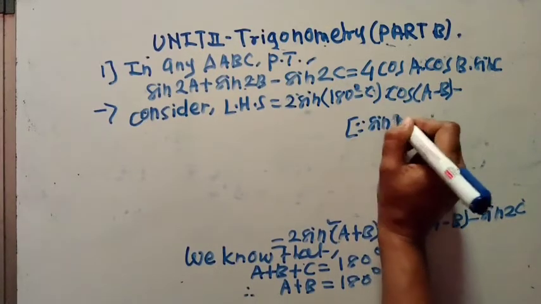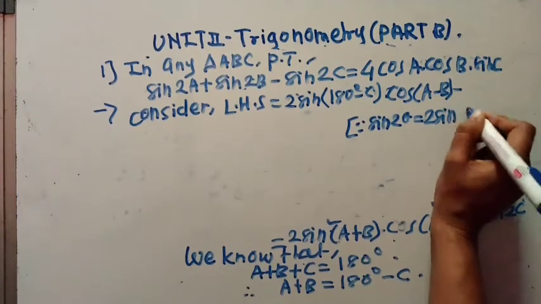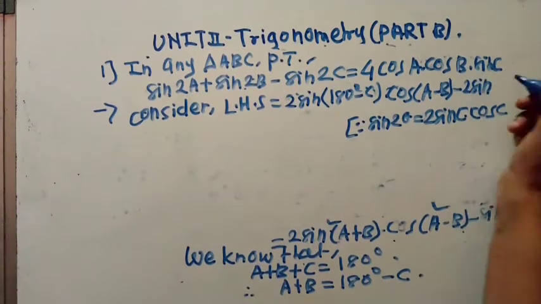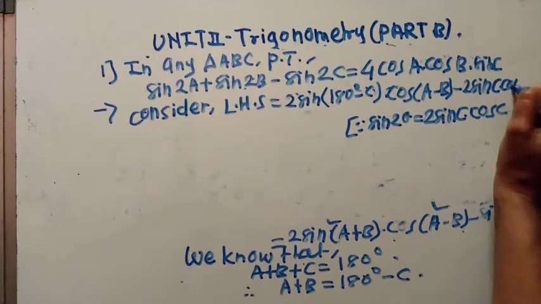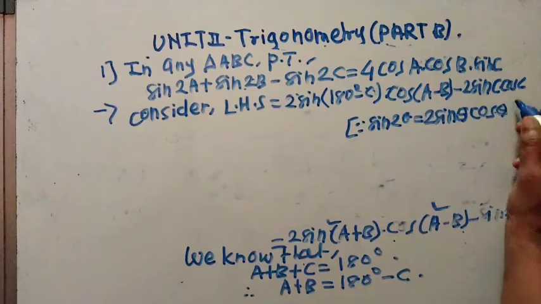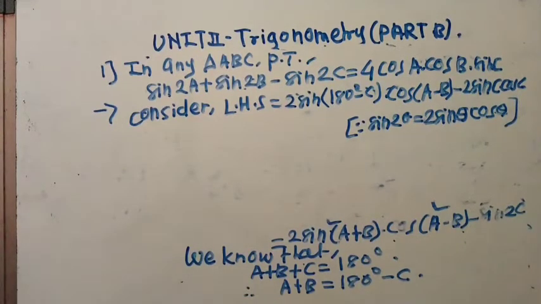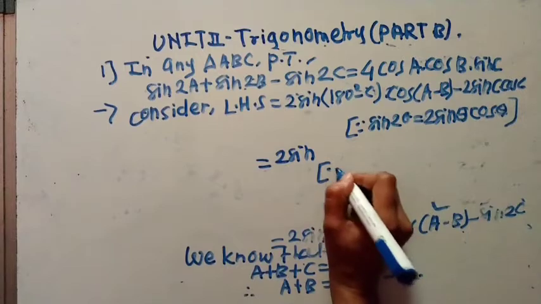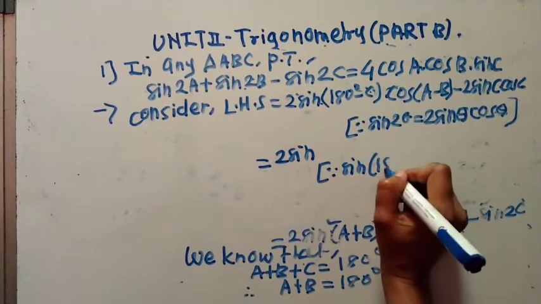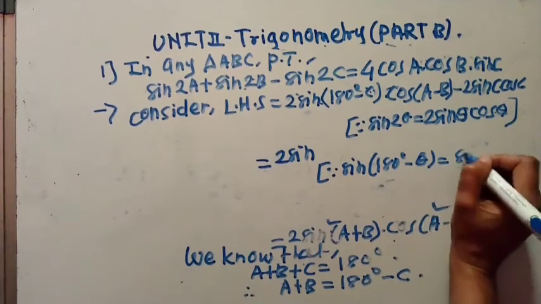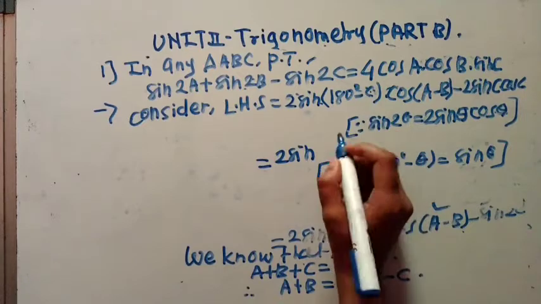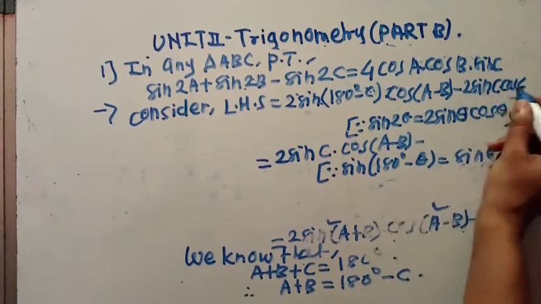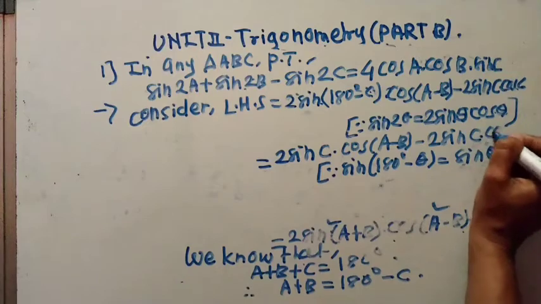since sin 2 theta is equal to 2 sin theta into cos theta, and sin 2C is the 2 sin C into cos C. Hence 2 sin, but sin (180 minus theta) is equal to sin theta, and sin (180 minus C) is the sin C into cos (A minus B) minus 2 sin C into cos C.